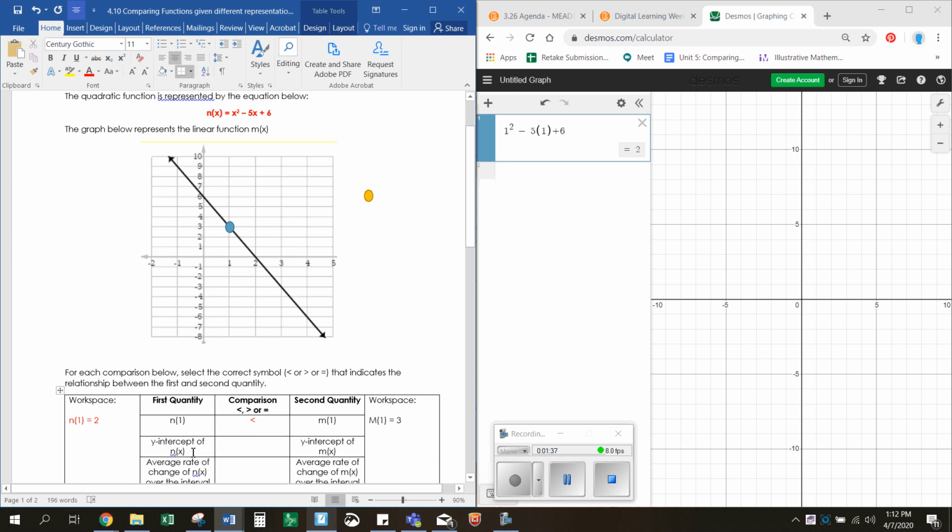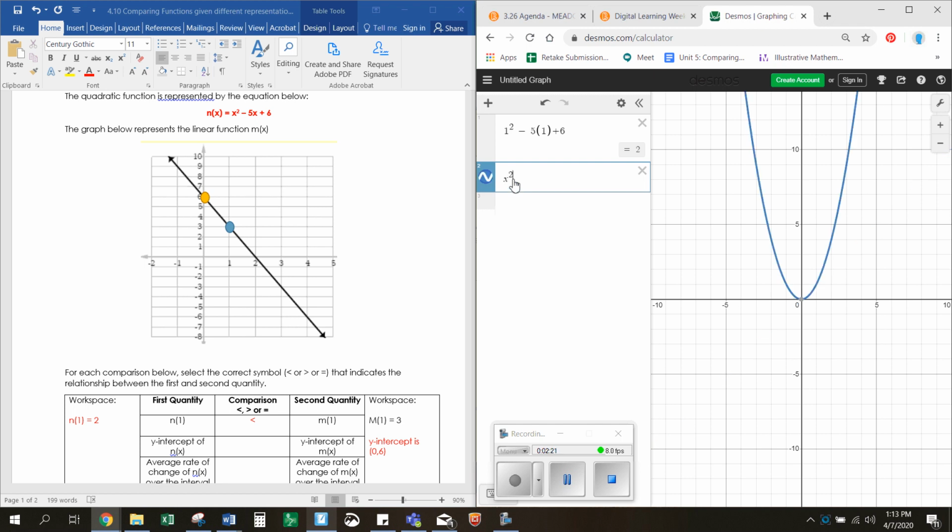My next statement, I am comparing the y-intercepts of each function. So let's start over here with the y-intercept of the graph. That one's typically easier to find. My y-intercept is where it crosses the y-axis, so I'm going to use this yellow dot here, and my y-intercept is at 6. So the y-intercept is 0, 6.